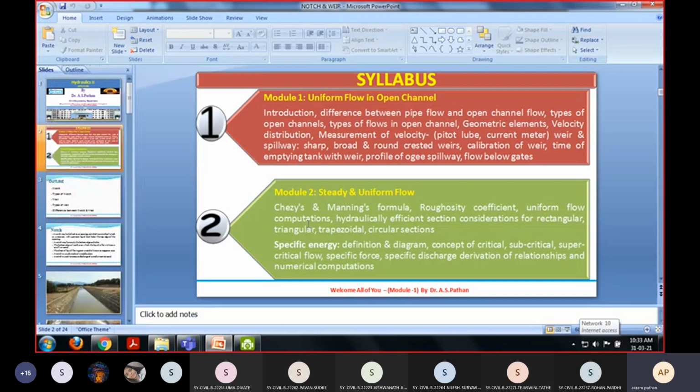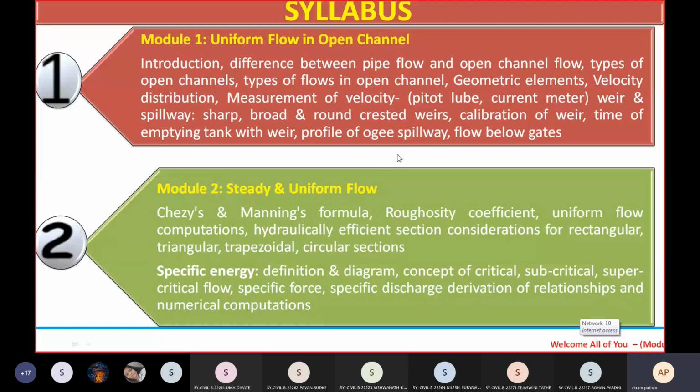Now in today's lecture, if you see the syllabus, what we have covered up till now, is my slide visible? Yes, sir. Okay.